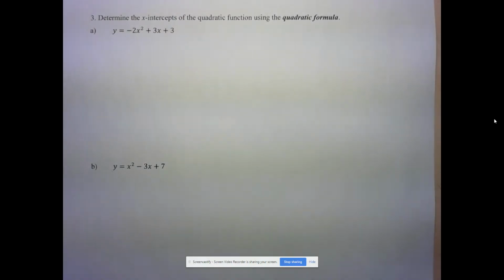Hi folks, this is part 2 of Unit 7 Lesson 1. We're just going to take up these questions using the quadratic formula here.